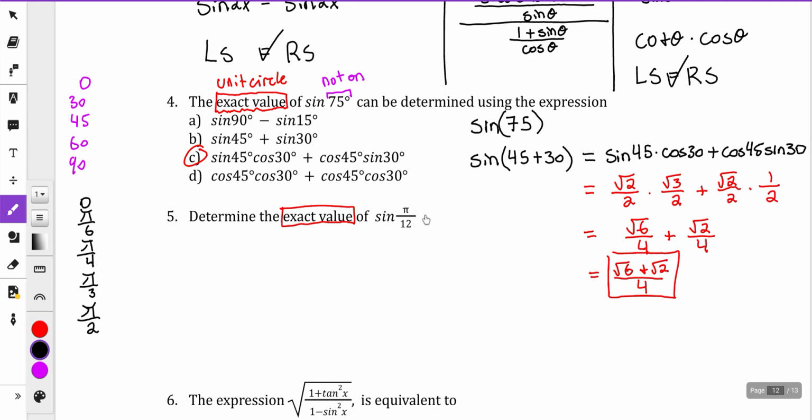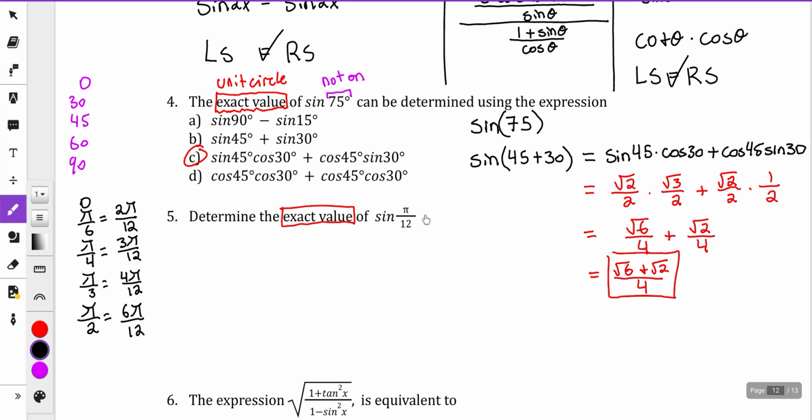Because our goal is to be pi over 12s, you could rewrite all of these as pi over 12s. The first one would be 2 pi over 12, right? Because I had to multiply the denominator by 2. The second one would be 3 pi over 12, because I had to multiply the denominator by 3 to get to 12. The third one would be 4 pi over 12, because I had to multiply the denominator by 4 to get to 12. And the last one would be 6 pi over 12. And maybe that helps now.